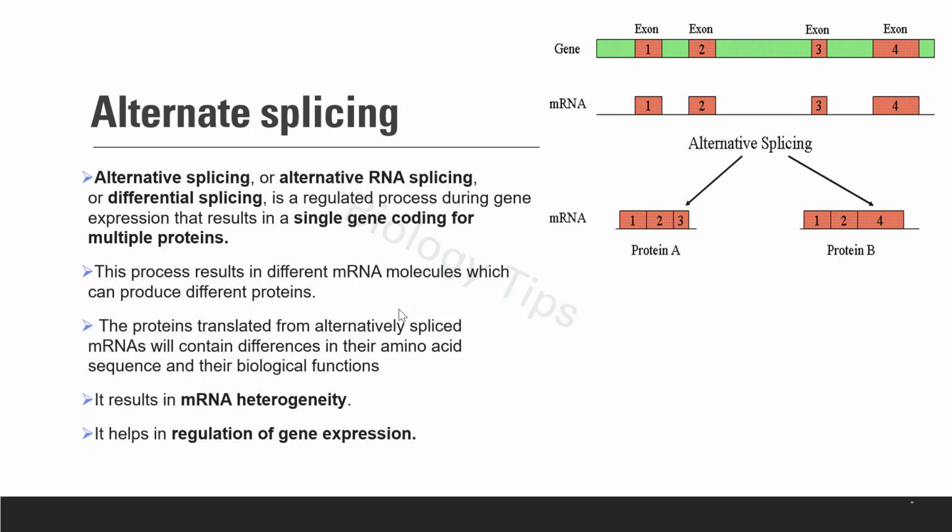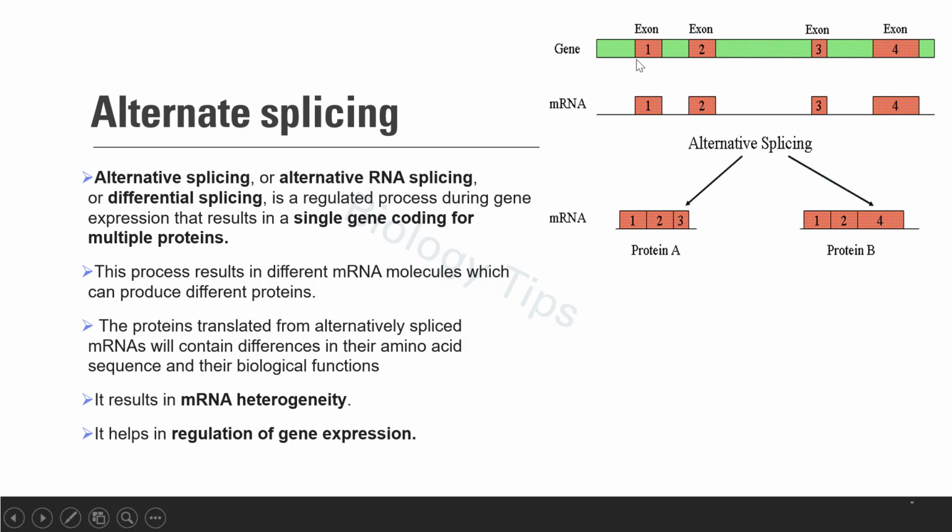Okay. Now, what is alternate splicing? Alternative splicing, or alternative RNA splicing or differential splicing, is a regulated process during gene expression that results in a single gene coding for multiple proteins. This process results in different mRNA molecules which can produce different proteins.